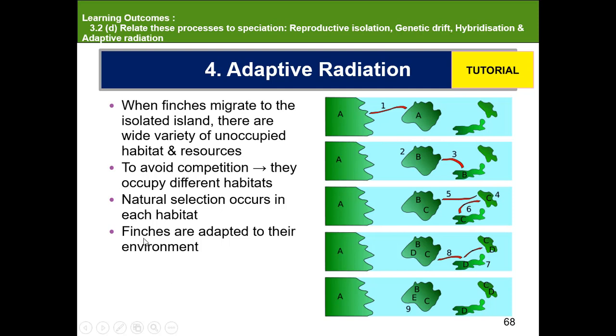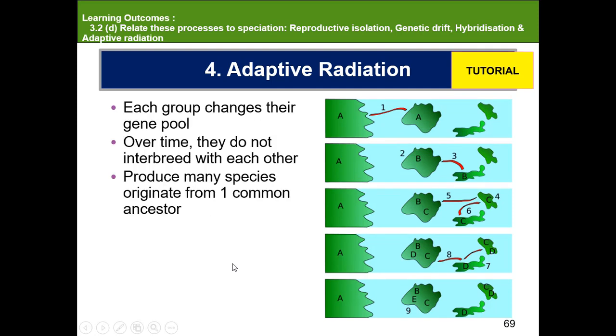For the finches, natural selection occurs in each habitat. Finches are adapted to their environment. Each group changes its gene pool. The result is that many species originate from one common ancestor.